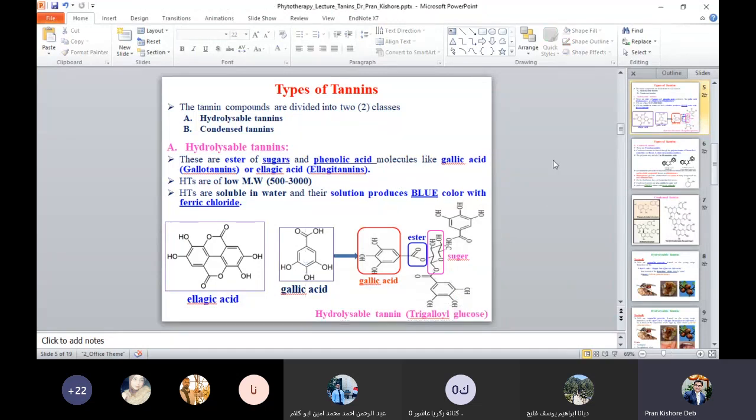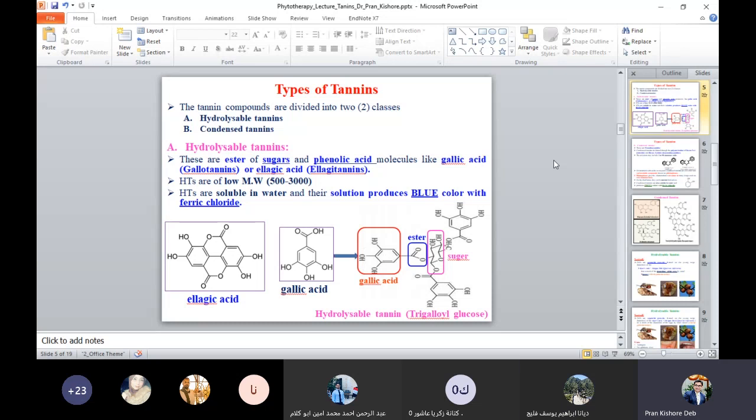So remember one precaution, how students make mistakes. Whenever I ask define hydrolyzable tannin, or write the difference between hydrolyzable and condensed tannins, one of the mistakes students make, they write hydrolyzable tannins are esters. But you have to mention three keywords. They are formed how? Esters of sugar and phenolic acid. Okay, don't make this mistake.